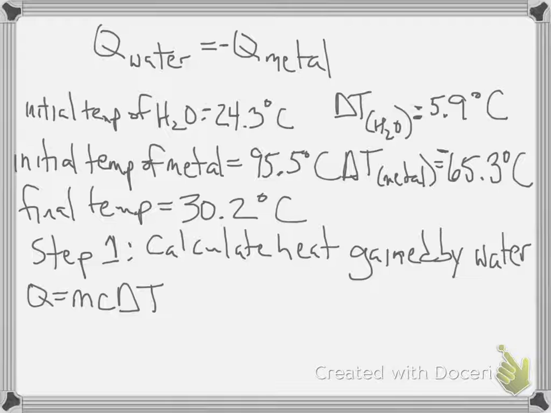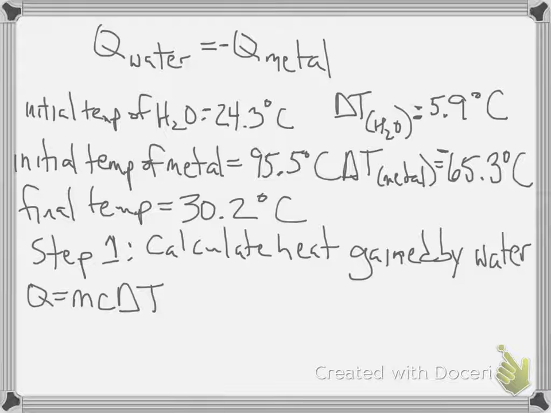So, again, we're going to use the concept of conservation of energy here, and we are going to first calculate the amount of heat that is gained by the water. We can do that because we know the specific heat of water. It's 4.18 joules per gram degree Celsius.